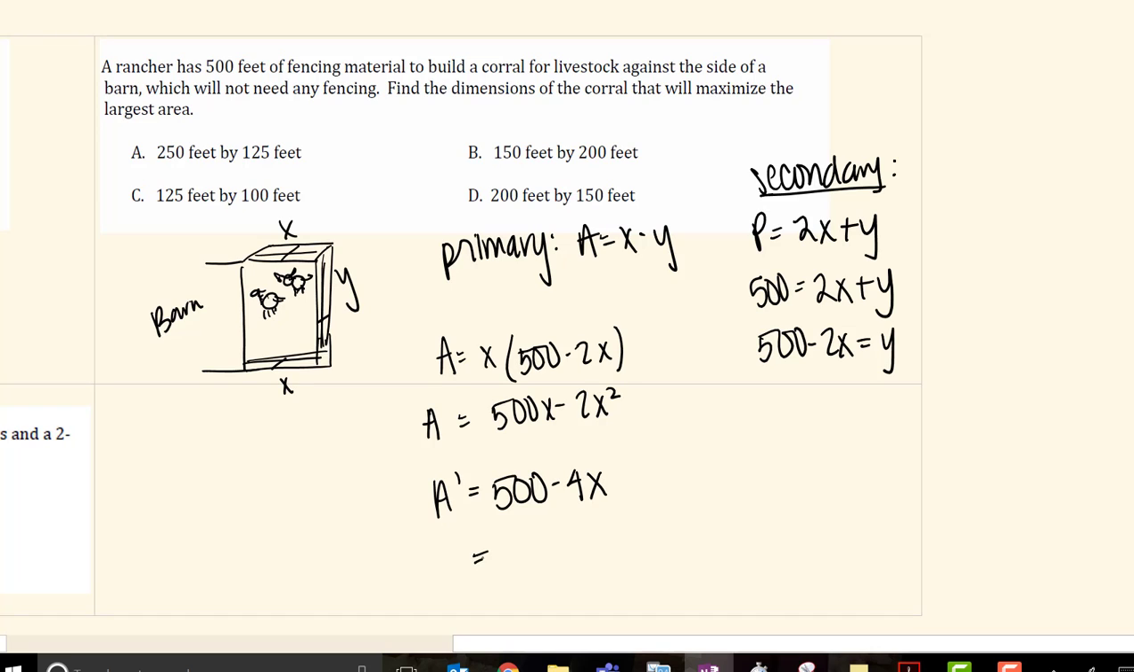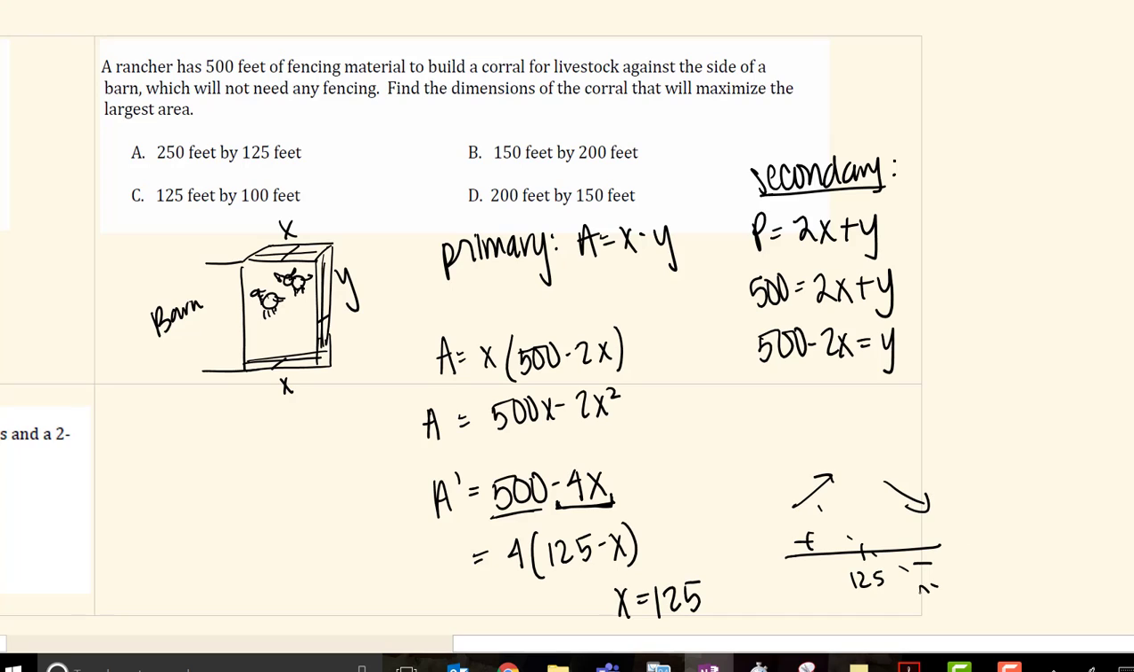There we go. And then I'm going to factor out. So I'm going to pull a 4 out and get 125 minus x. So I get that x equals 125. Let's check just to make sure. This is a positive y-intercept with a negative slope. So positive y-intercept, negative slope, it's linear. So at that 125, we'd be coming down. So from positive to negative, yes, that is a maximum.